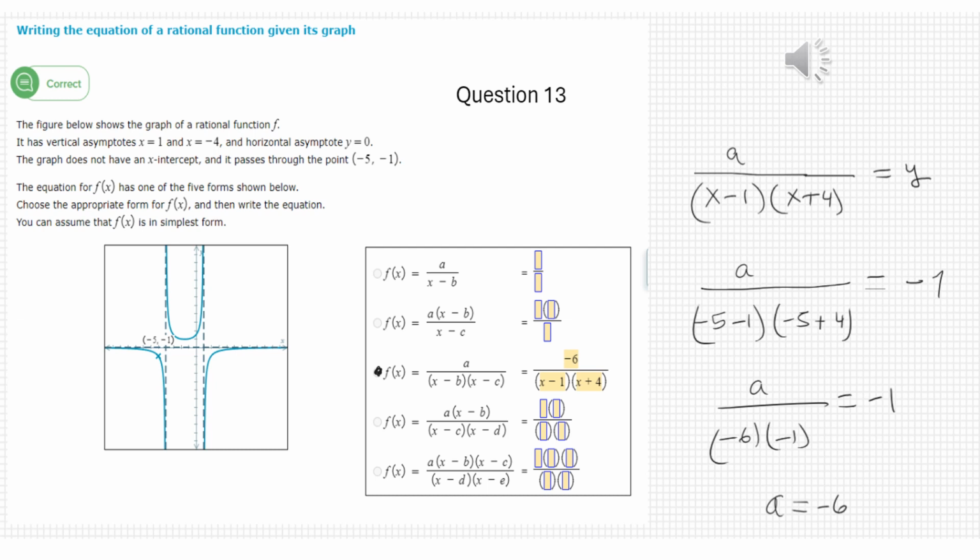I suppose you don't know a, but you can find a by plotting the point. The point -5, -1. The x component is -5. You replace x for -5 and y is -1. The only unknown in this equation is a, so for a, the answer is -6. And that's it. So the answer is -6 over parenthesis x minus 1 times parenthesis x plus 4.